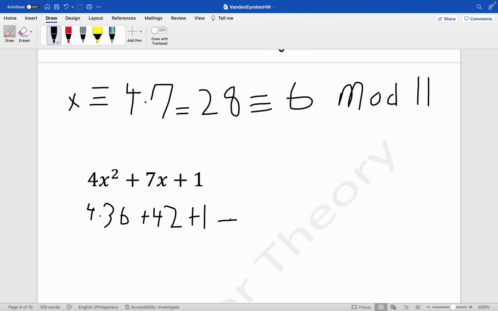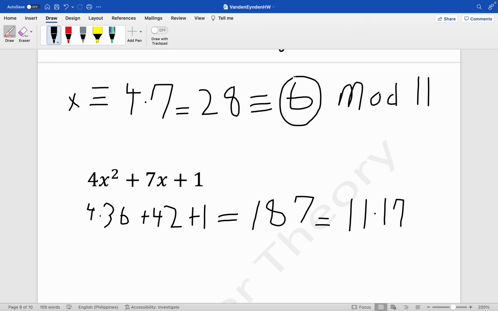I believe it is, because isn't 187 equal to 11 times, what do we need? 11 times 10, 11 times 17? Yeah, 11 times 17, right, folks? So in other words, 11 divides 187. So that means that this does check as the answer.